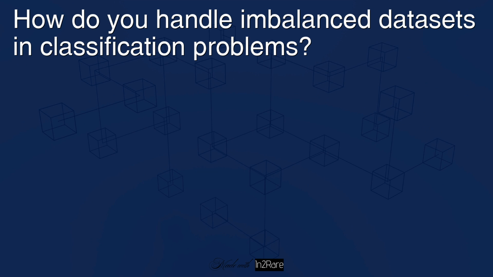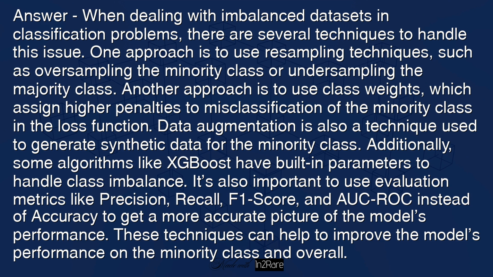How do you handle imbalanced datasets and classification problems? When dealing with imbalanced datasets and classification problems, there are several techniques to handle this issue. One approach is to use resampling techniques, such as oversampling the minority class or undersampling the majority class. Another approach is to use class weights, which assign higher penalties to misclassification of the minority class in the loss function. Data augmentation is also a technique used to generate synthetic data for the minority class.